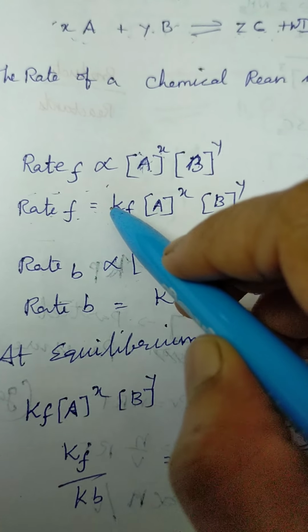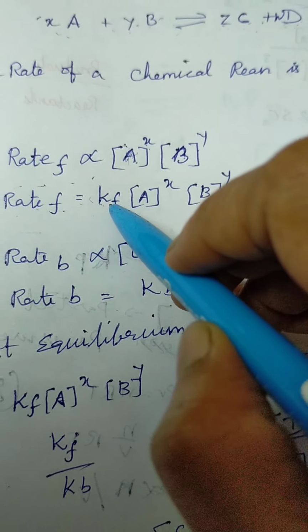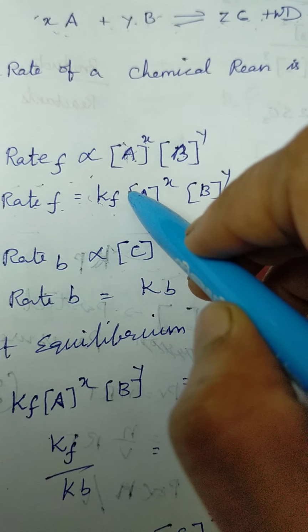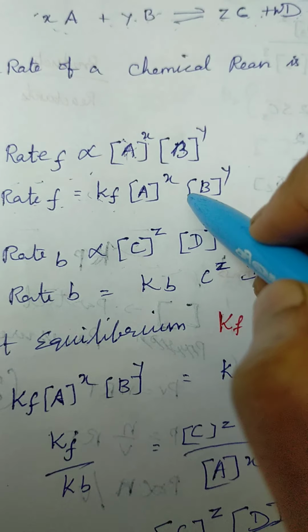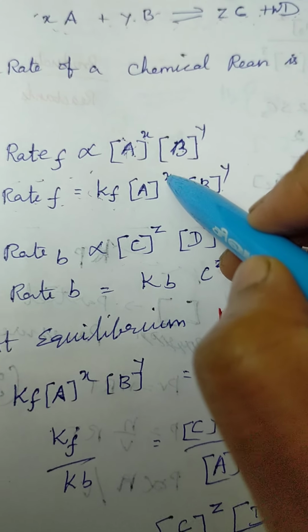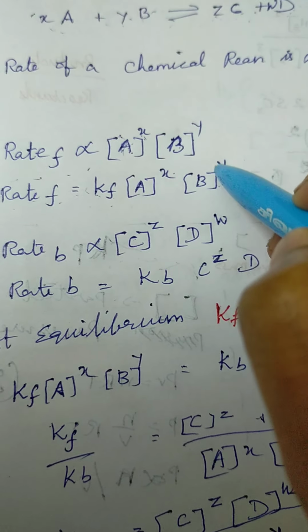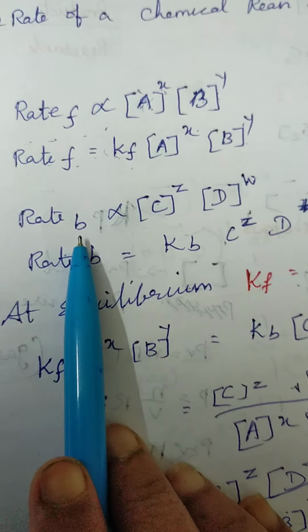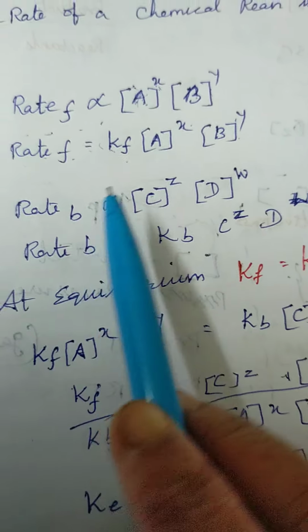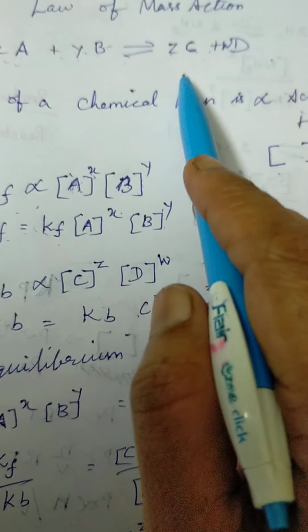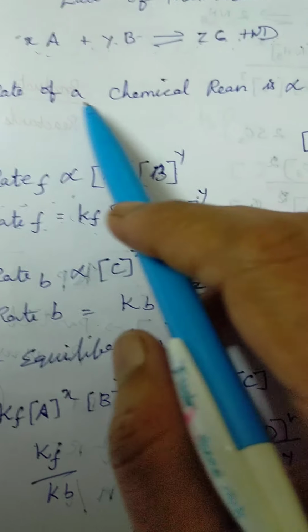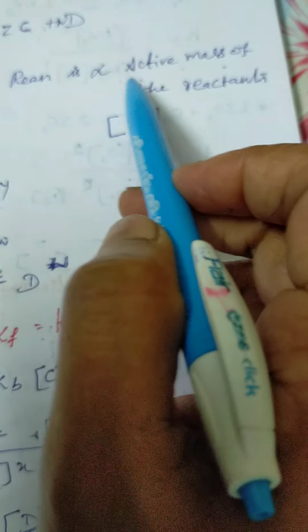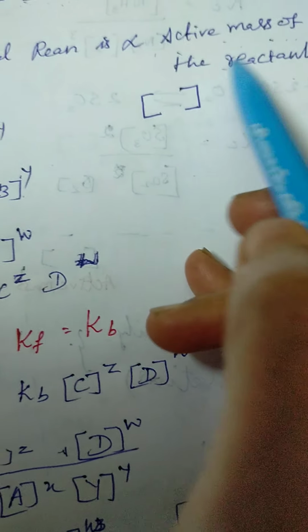So the rate of forward reaction is equal to Kf, where K is the constant. So Kf times the active mass of A to the power x, with the active mass of B to the power y. How to write the rate of backward reaction? The rate of backward reaction involves C and D, the products, since the rate of chemical reaction is directly proportional to the active mass of the reactants.